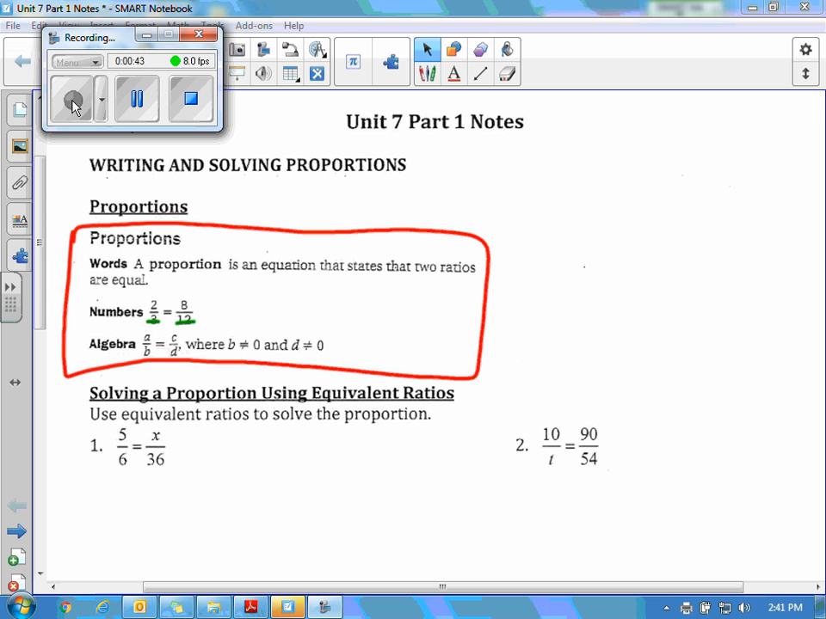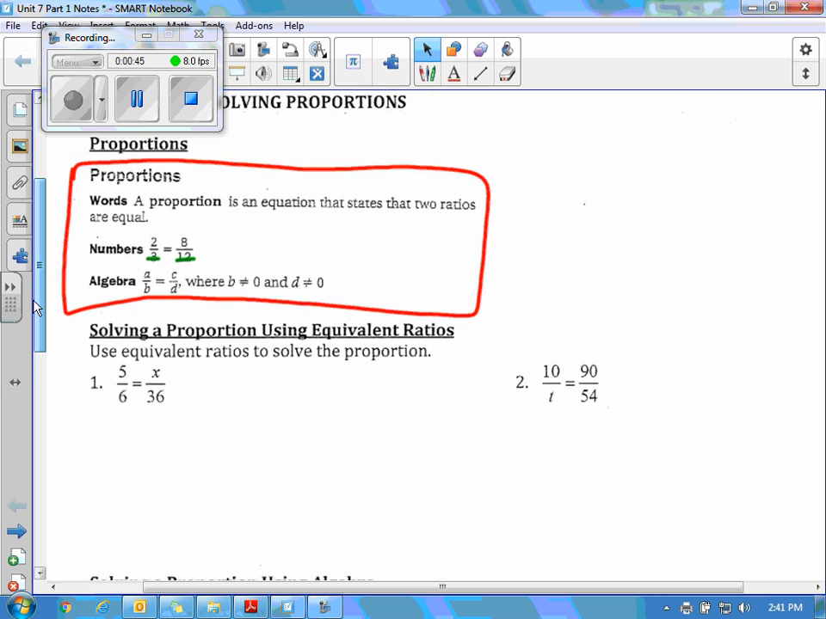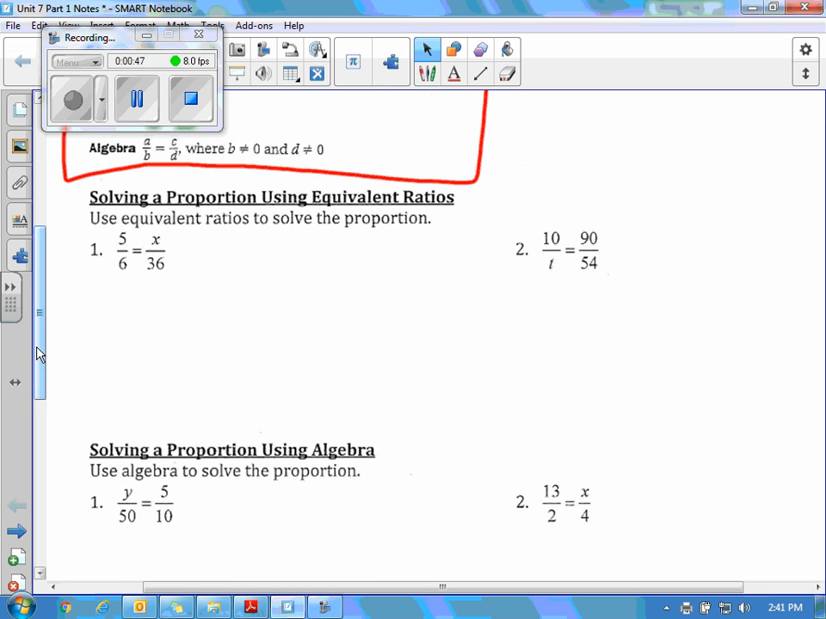And then if you look down to the first part where it says solving a proportion using equivalent ratios. It says use equivalent ratios to solve the proportion. So equivalent, again, just means that ratios are equal to each other. So what I'm going to do is rewrite these to start with. So 5/6 equals x over 36. So 5/6 is a ratio. X over 36 is a ratio. We set them equal to each other, it becomes a proportion.